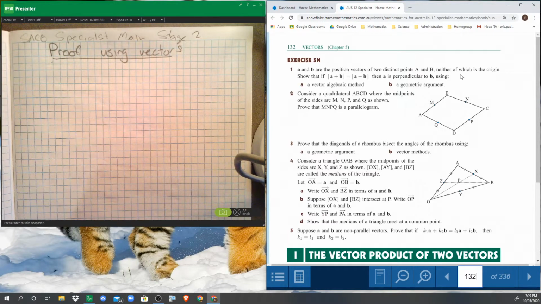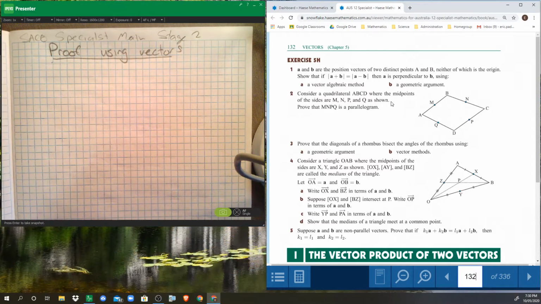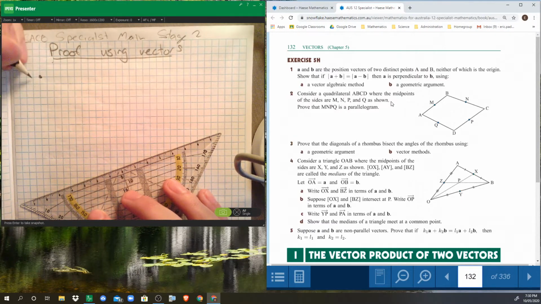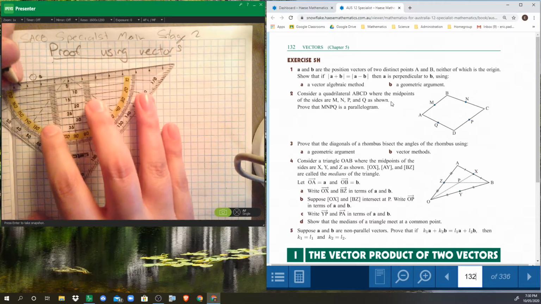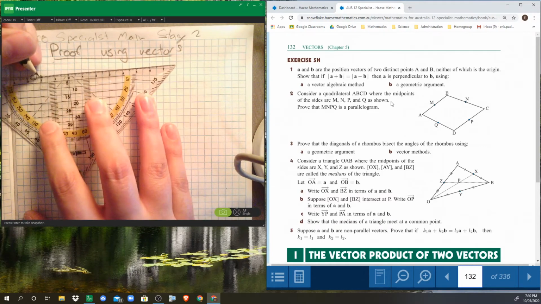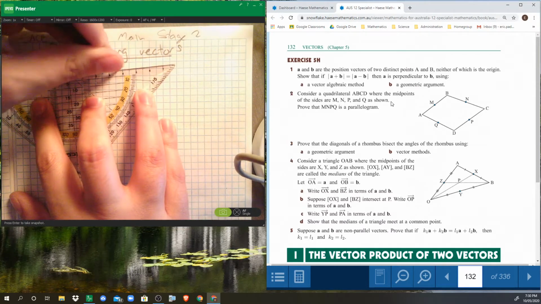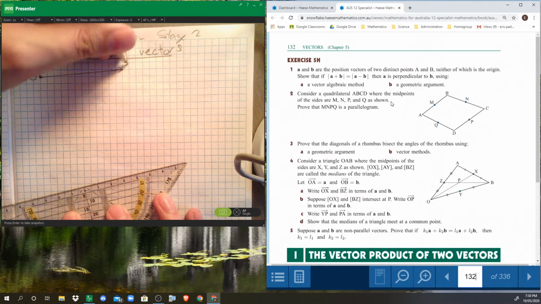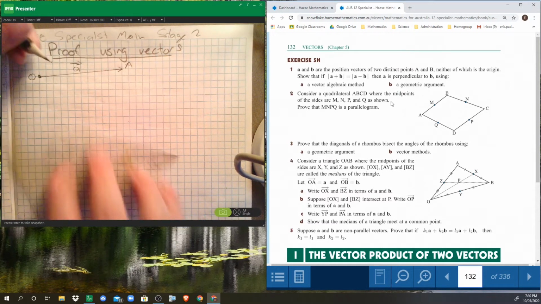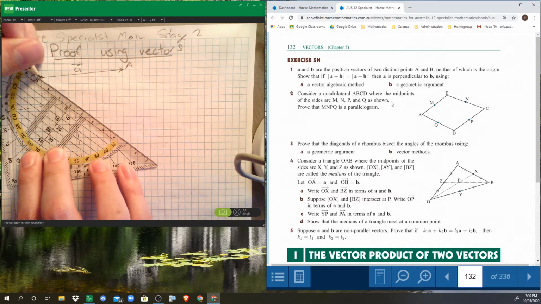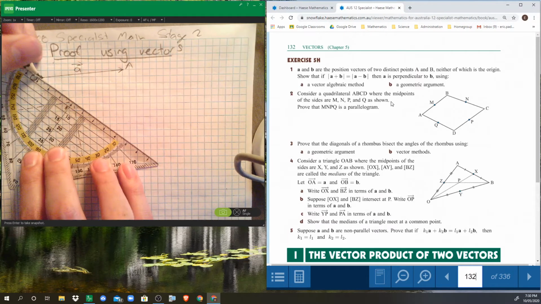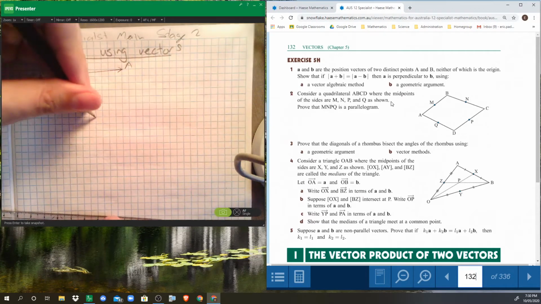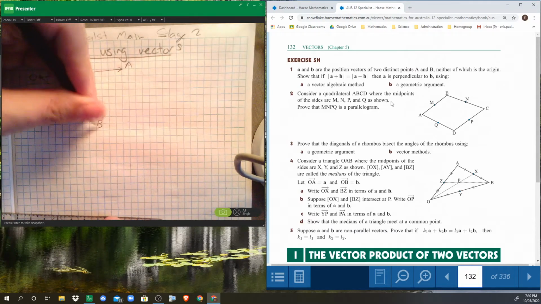A and B are the position vectors of two distinct points, A and B, with O being the origin. Show that if a plus b equals a minus b in length, then a is perpendicular to b, using a vector algebraic method or a geometric method. Let's draw that. I'm just going to pick a point O, and we'll draw out a point that represents A. That's the position vector of A, we just call that a. And then somewhere down here, we draw out B. That is the position vector of B.